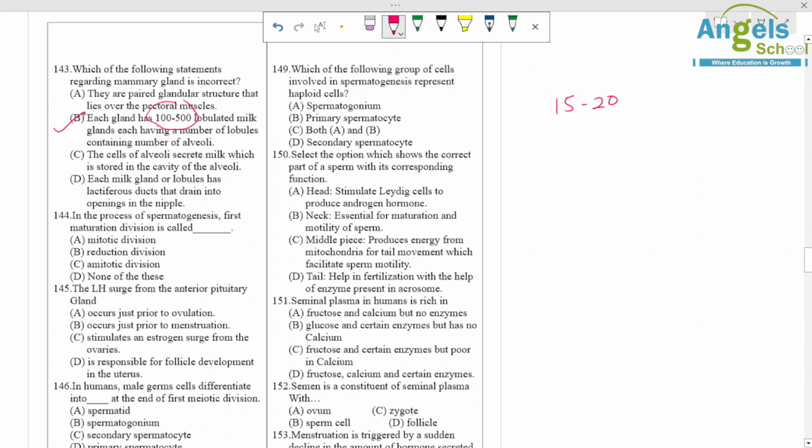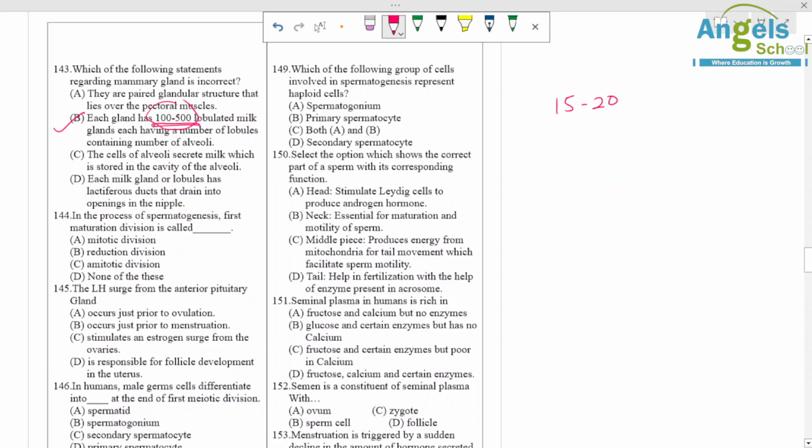The cells of the alveoli secrete milk which is stored in the cavity of the alveoli. Right statement. Each milk gland or lobule has a lactiferous duct that drains into an opening in the nipple. Again a right statement. So we have to find the incorrect one, that is B. And what is incorrect in it is that the number of lobules given is wrong.